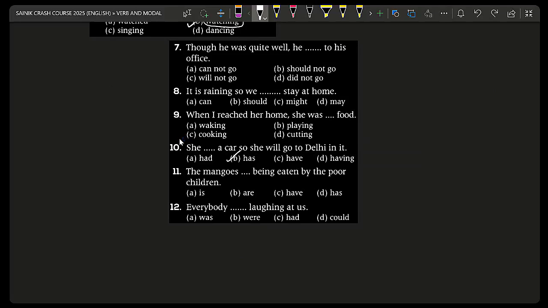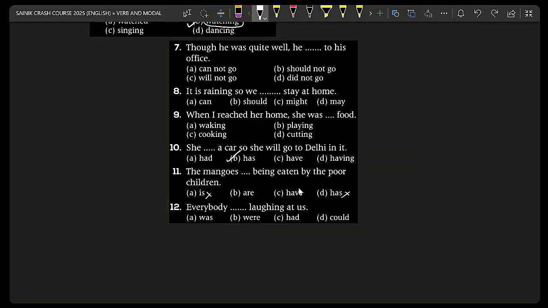See, definitely is wrong, has is wrong. Why? Because the mangoes is singular or plural? Sir, plural, sir. The mangoes is plural, right? More than one number, plural. Yes, sir. So is we cannot use, has we cannot use. Then are is correct or have is correct. Sir, are is correct, sir.